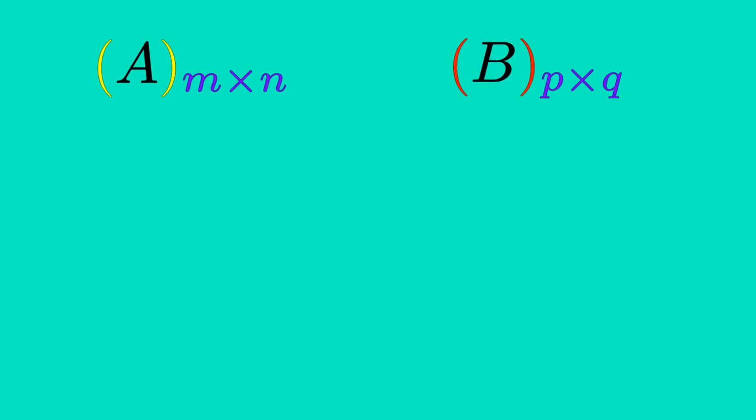This video is to show you how to multiply two matrices. This is divided in two parts. In the first part we have given the condition and method of multiplication, and in the second part we have given an example. First of all, consider two matrices A and B.